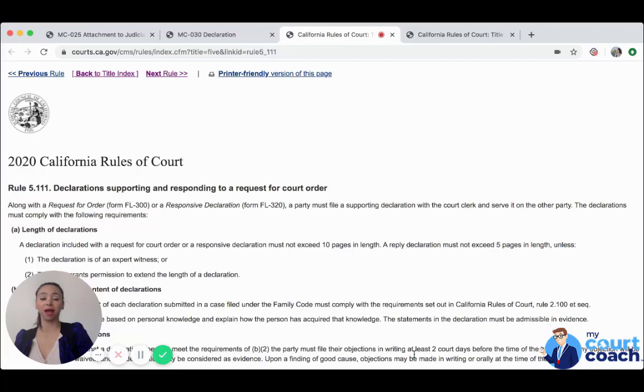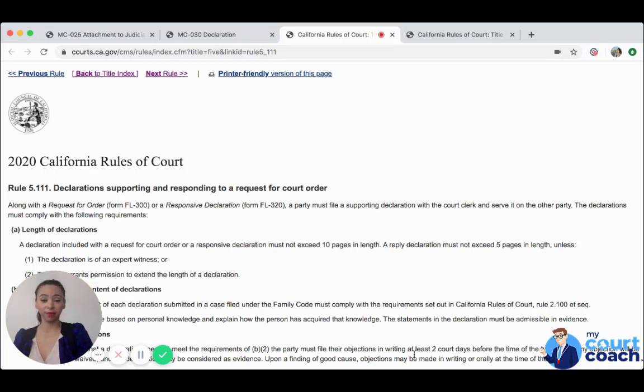Now, declarations have to be based off of personal knowledge. A lot of times, individuals write a lot of statements that they just heard from other parties, or heard from their child. By law, pursuant to the Evidence Code, those are not supposed to be admissible statements, because the person does not have personal knowledge of what is being stated, if what's being stated is about an event that person had only heard about.